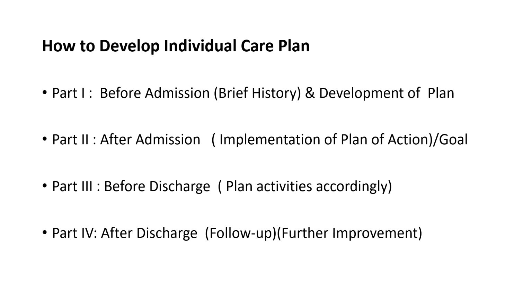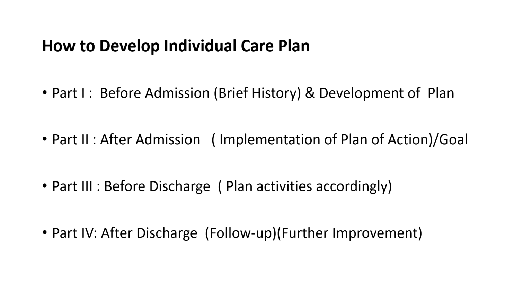How to develop an individual care plan? It has 4 parts: part 1, part 2, part 3, part 4. Part 1 deals with before admission, that means the brief history or the case history of the child, what brought him to an institution. After admission, we have to see what goals we want for that child, what challenges the child is facing and how to help him overcome those challenges. Before discharge, if the child is ready to be discharged or restored to the family, we have to plan that action accordingly.